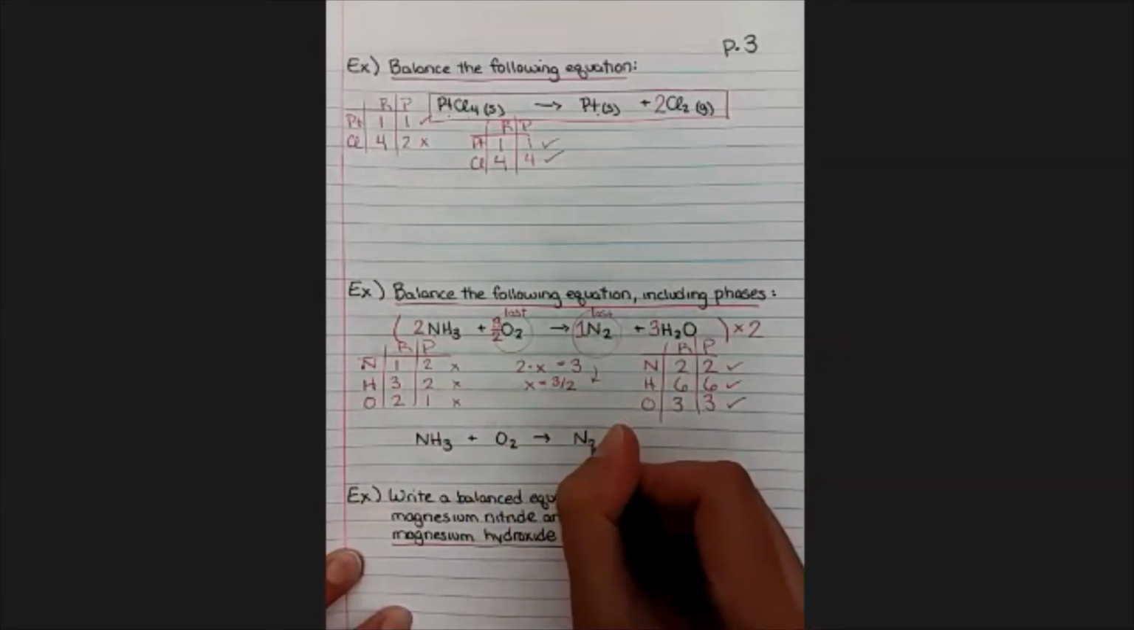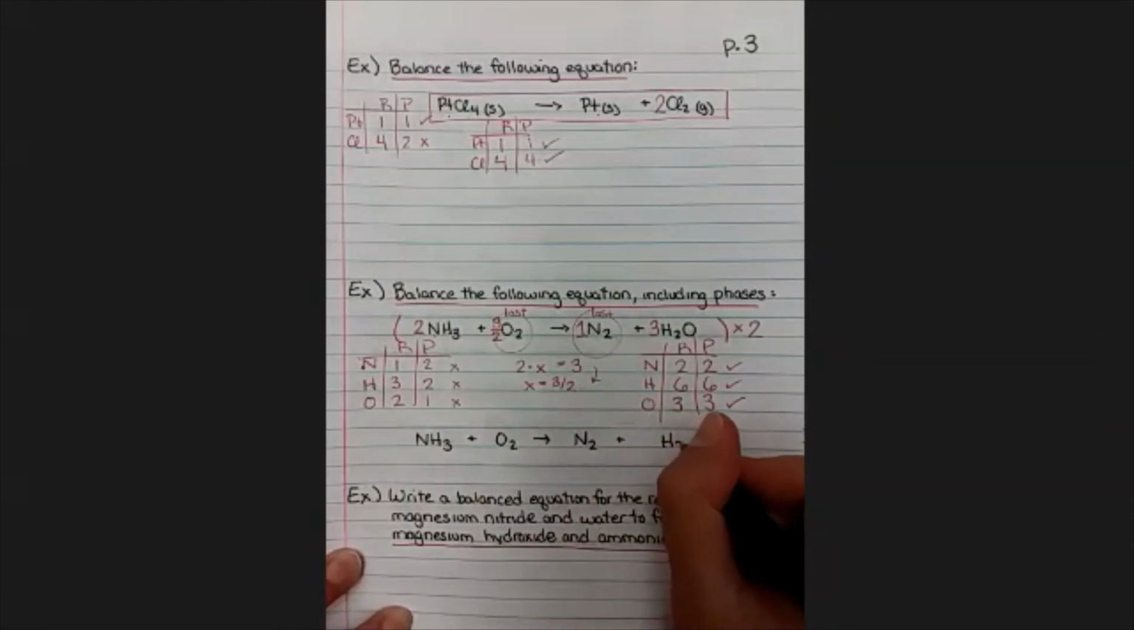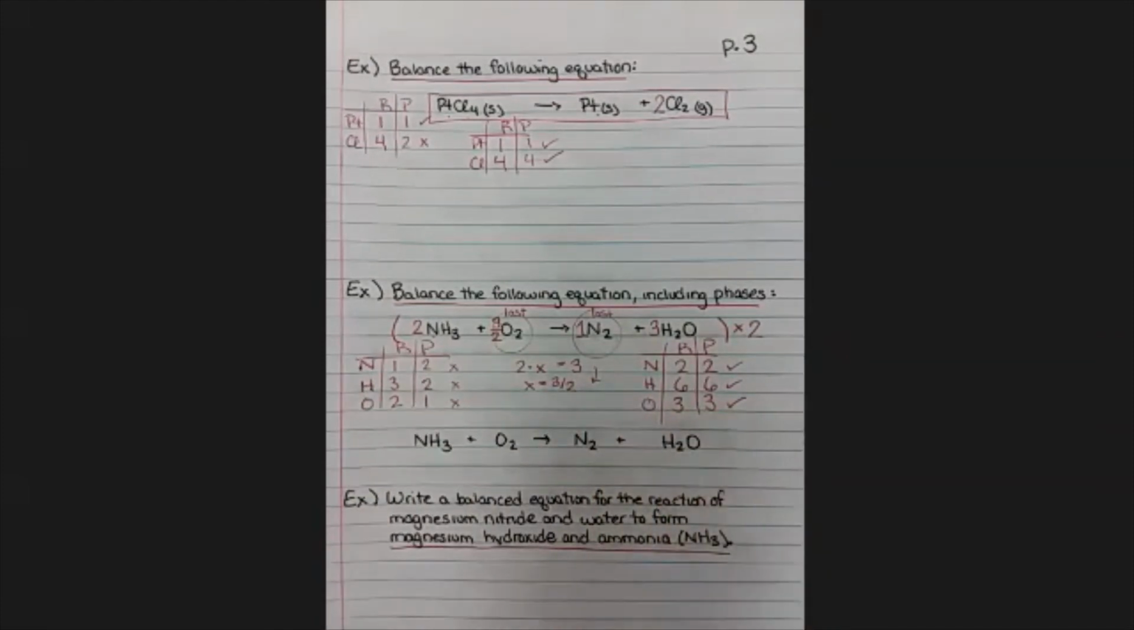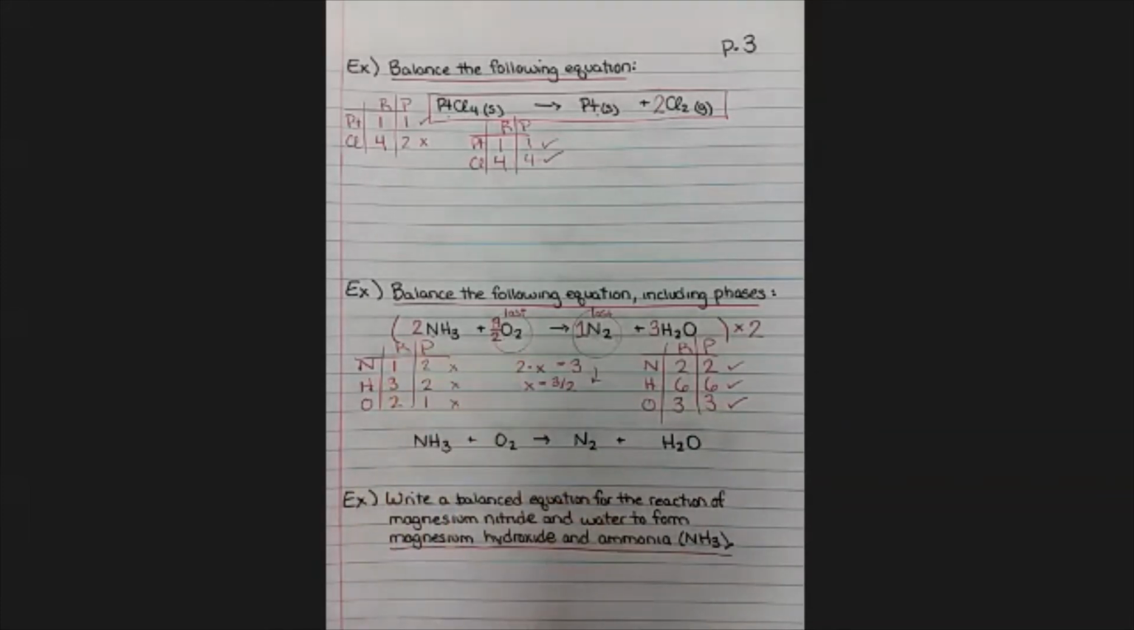I like to write the molecules involved in the reaction and the arrows and the plus signs in one color, like pen, so I remember not to change them. And then I like to write the coefficients and anything that I added in a different color, like pencil, to remind me that that's the part that I put in myself.